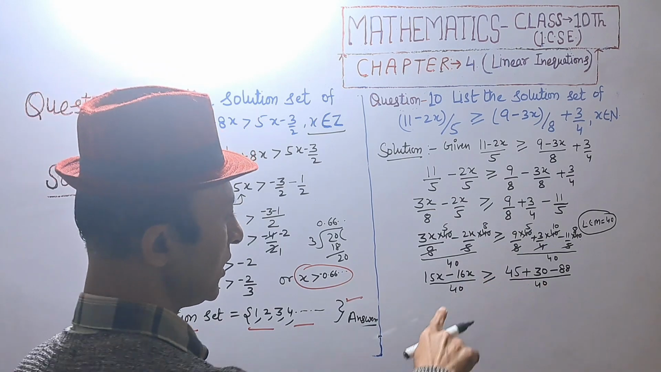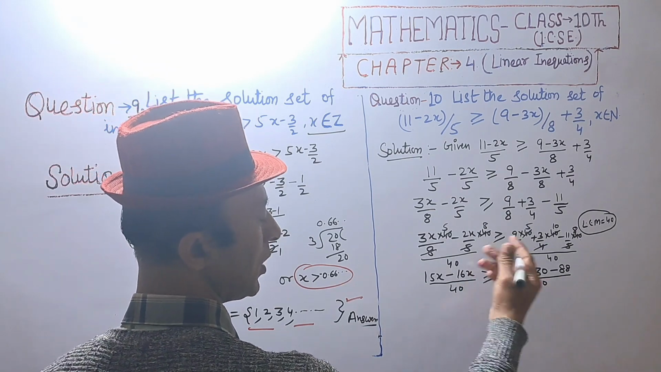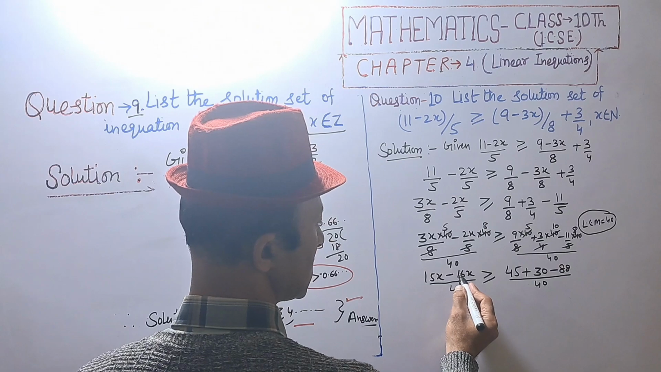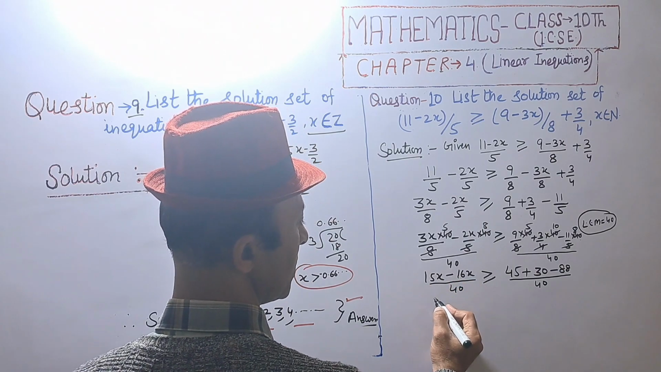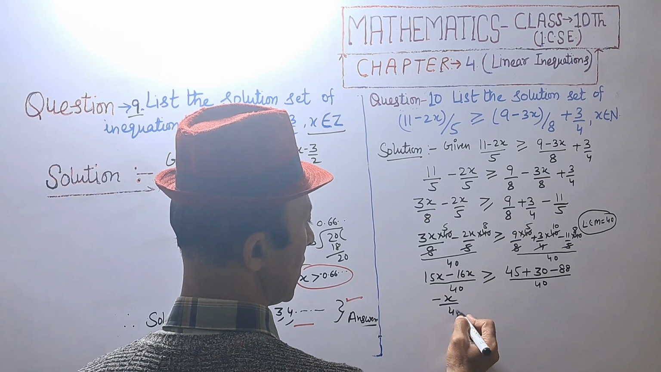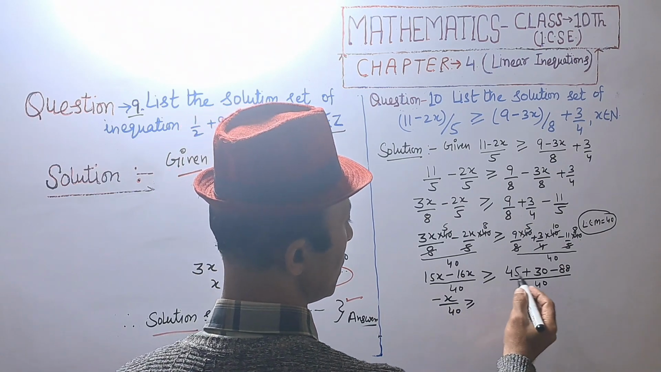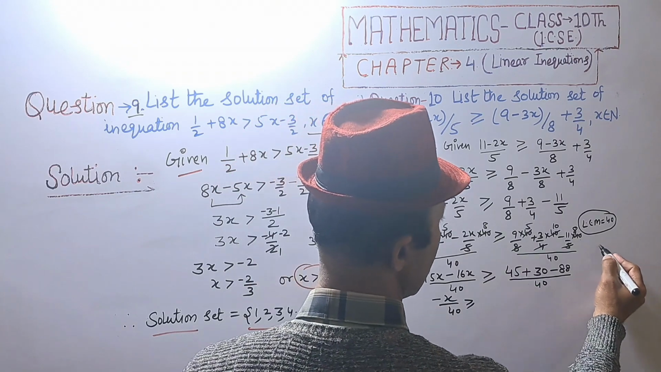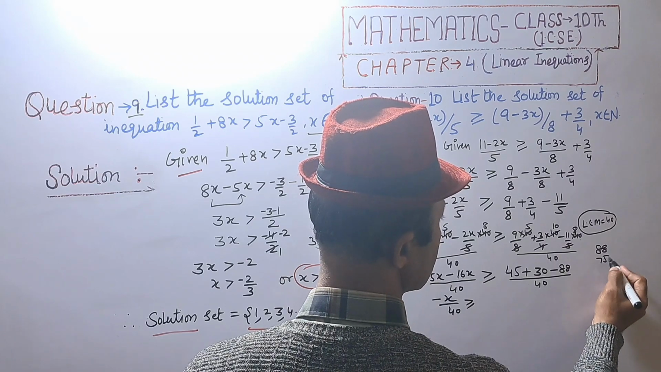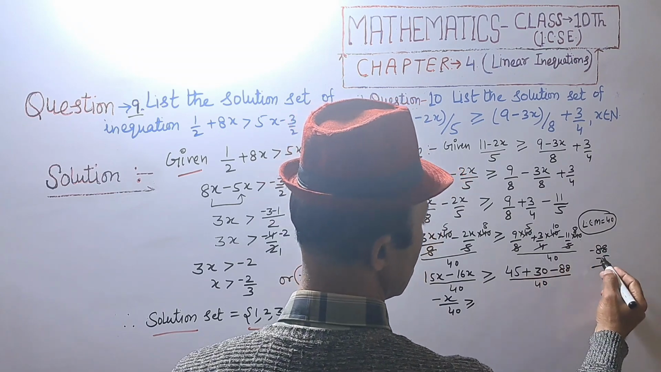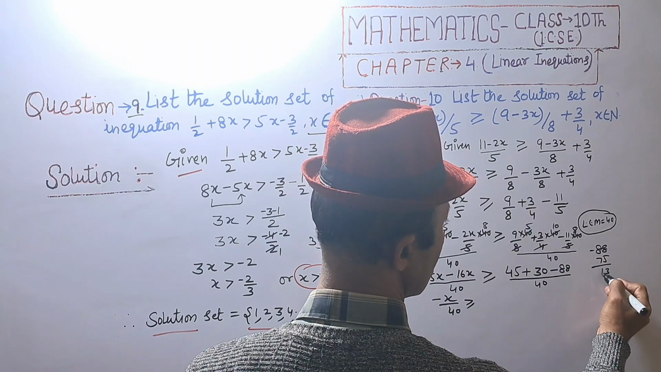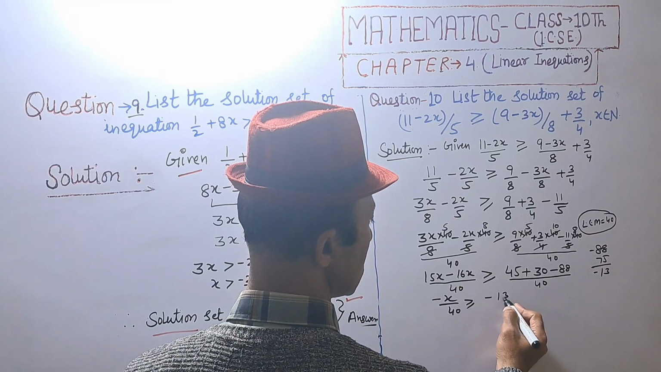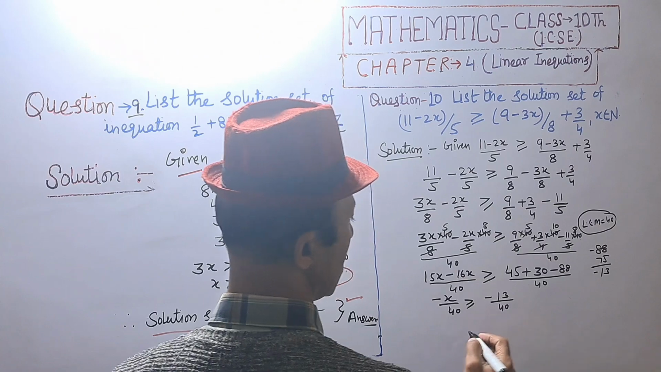40 and 40 are cancelled. This 40 multiplied by the right side, then 40 and 40 are cancelled, and we get minus 16x plus 15x, that is equal to minus x upon 40, greater than or equal to 45 plus 30, that is 75, and 88 minus 75, minus 88 plus 75, that is equal to minus 13. So minus 13 divided by 40.